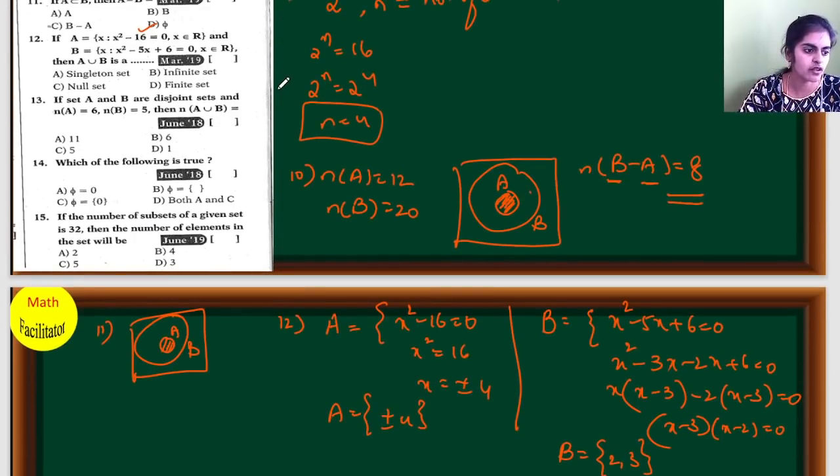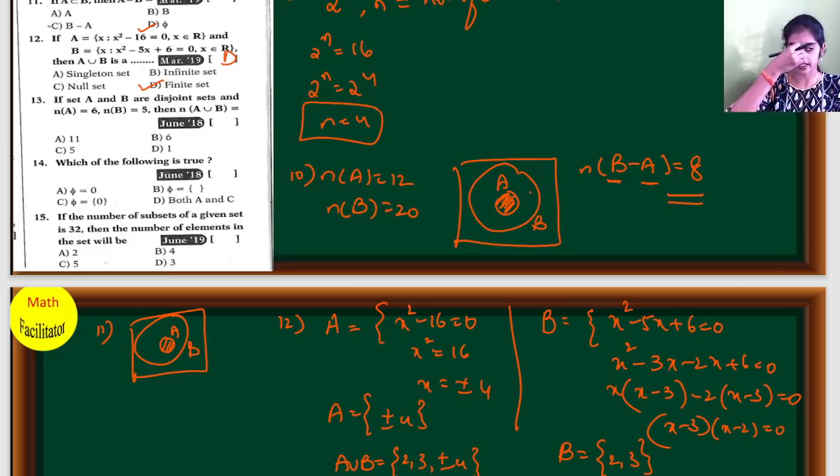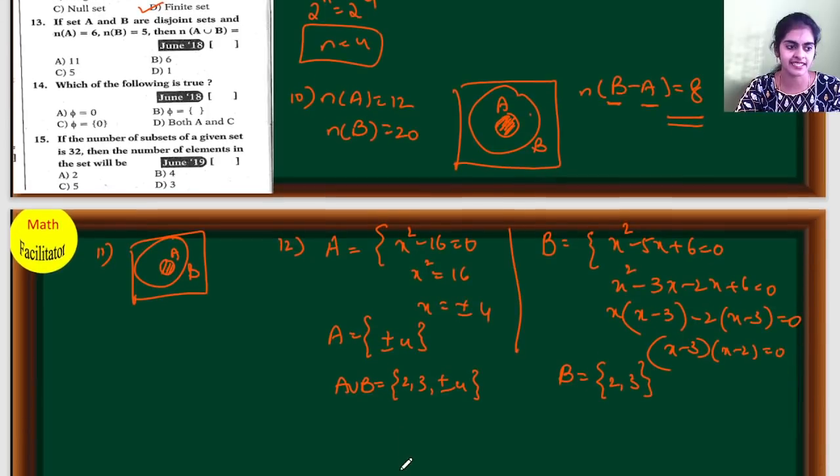Now what you have to find? You have to find what is A union B. A union B is nothing but 2, 3, plus 4 and minus 4. So plus or minus 4 I can write. Okay, so it is a finite set. Here they are not giving you the exact answer. They are asking whether it is a singleton set. Singleton set means a set containing a single element. Infinite set means a set having infinite elements. Null set means there is no element at all. But here you have 4 elements. So it is a finite set.